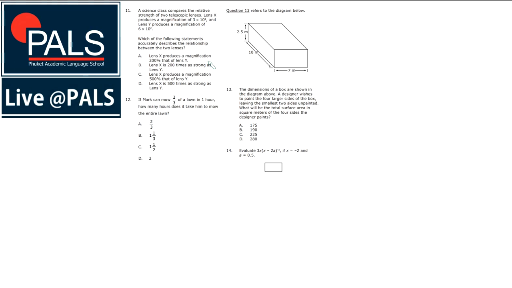Number 11. A science class compares the relative strength of two telescopic lenses. Lens X produces a magnification of 3 times 10 to the power of 5, and lens Y produces a magnification of 6 times 10 to the power of 2. So this is scientific notation here. 3 times 10 to the power of 5 is equal to 3 with 5 zeros. 6 times 10 to the power of 2 is a 6 with 2 zeros.